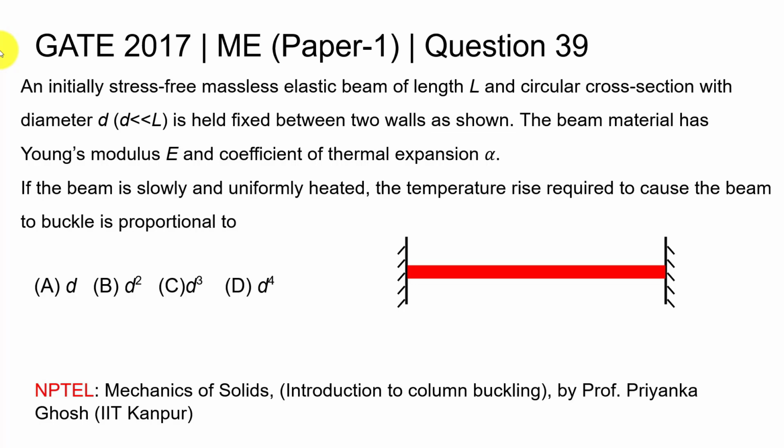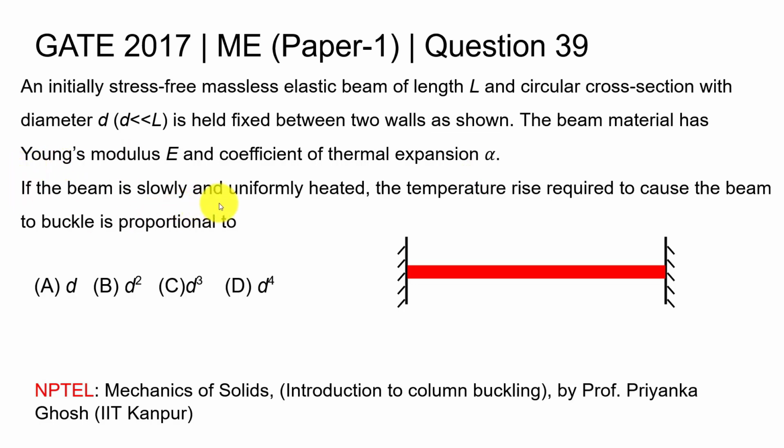Hello all, today we are going to see a question from GATE 2017 Mechanical Paper 1, question number 39. An initially stress-free massless elastic beam of length L and circular cross-section with diameter D, but D is very much less than the length, is held fixed between two walls as shown here. The beam material has Young's modulus E and coefficient of thermal expansion alpha.